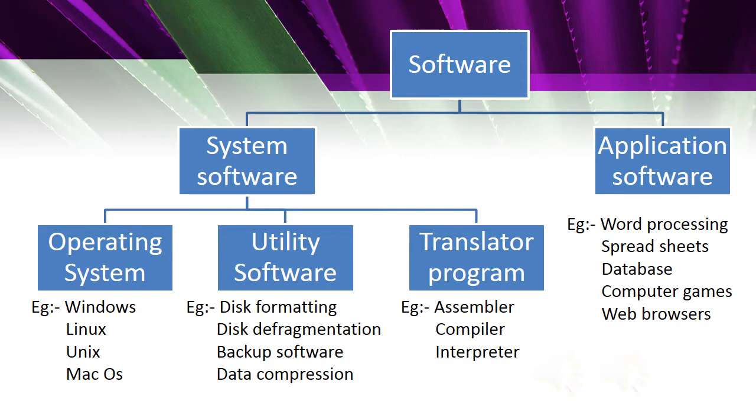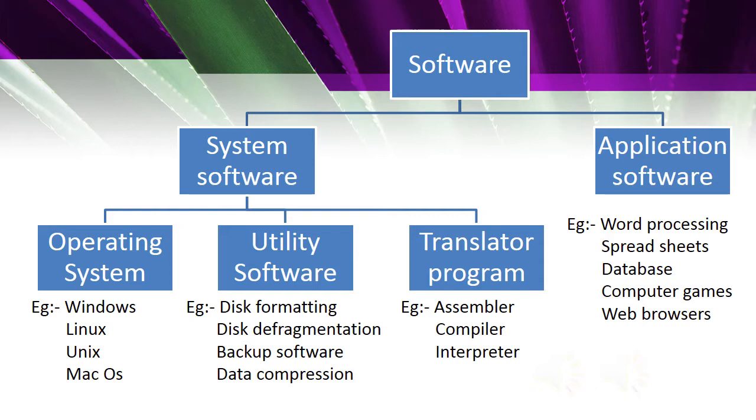Software. We can categorize software into two categories: system software and application software. System software we can again divide into operating system, utility software, and translator programs. Most widely used operating systems are Windows, Linux, Unix, Mac OS. There are so many other operating systems.